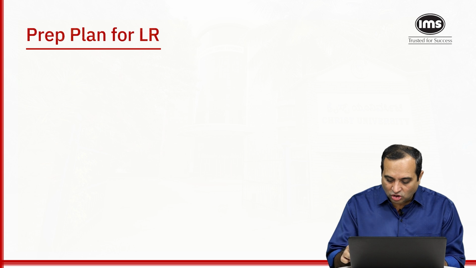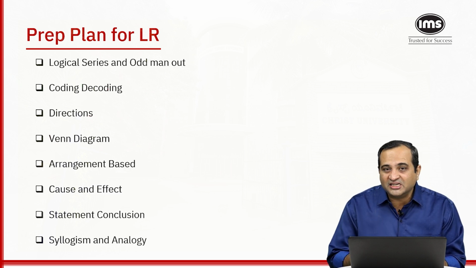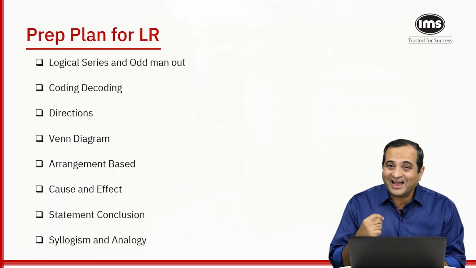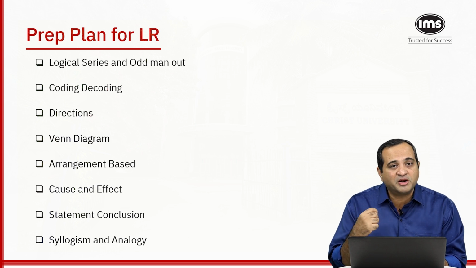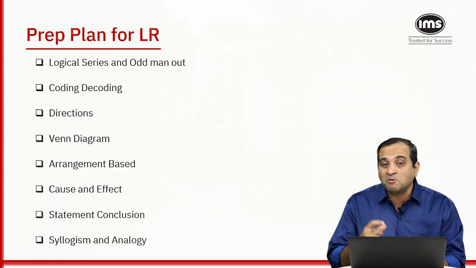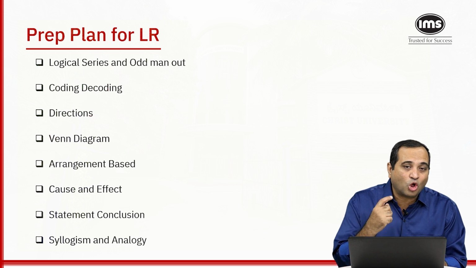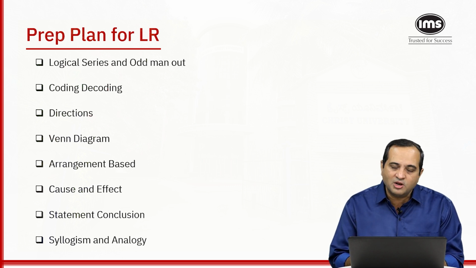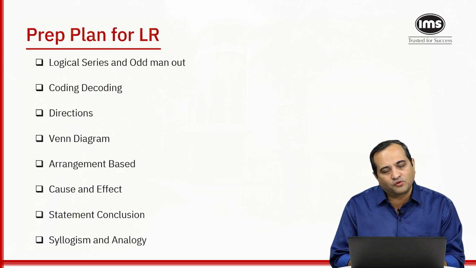Let's look at the next section, which is logical reasoning. The types of questions that you get under logical reasoning are logical series and odd man out, coding, decoding, directions, Venn diagram, and arrangement based questions, meaning linear arrangement, circular arrangement, matrix arrangement. Then there are some verbal reasoning questions also present here. Out of 25 questions, around 16 to 17 questions will be from logical reasoning and the remaining 8 questions will be from verbal reasoning. What are the types of questions that you get here? You get cause and effect, statement conclusion, syllogisms and analogy types of questions.